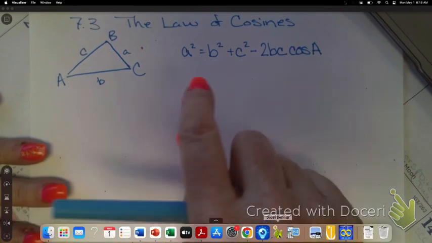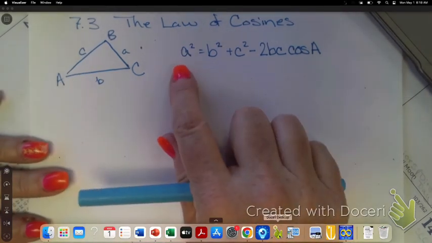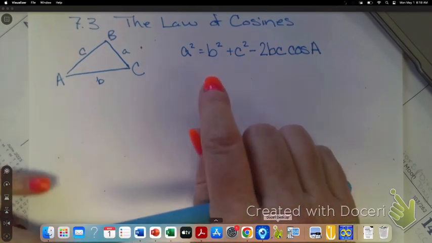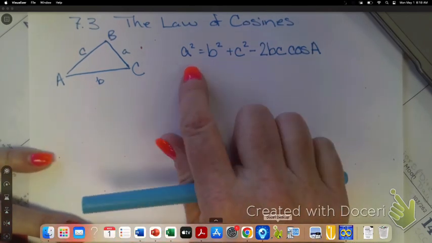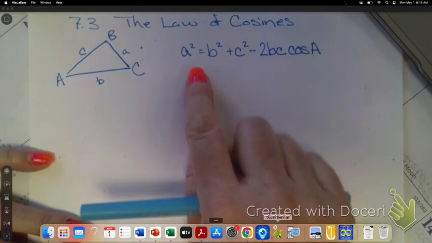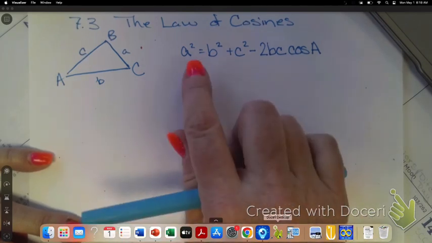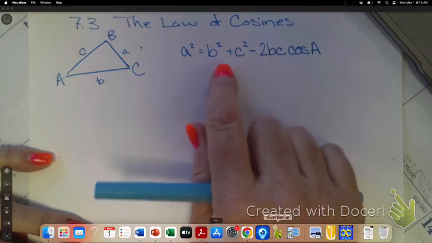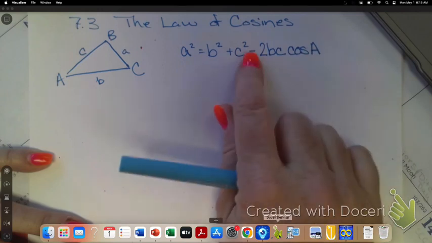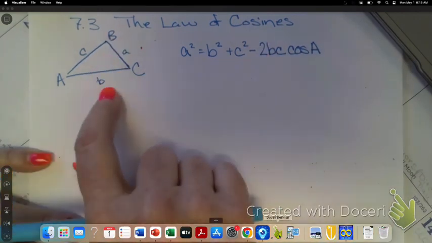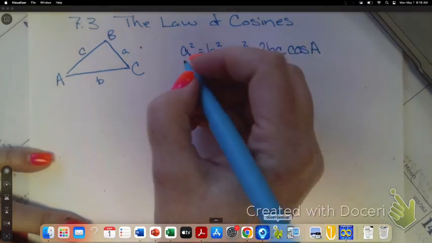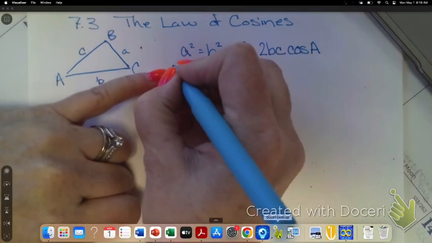So law of cosines, I wrote it in terms of side A. So let's look at it. What does it remind you of when you look at it? Pythagorean theorem. And that's where it does come from. It's a squared plus b squared equals c squared. But then we have that minus over here. And this is that altitude, making those right triangles. So it's basically just side.